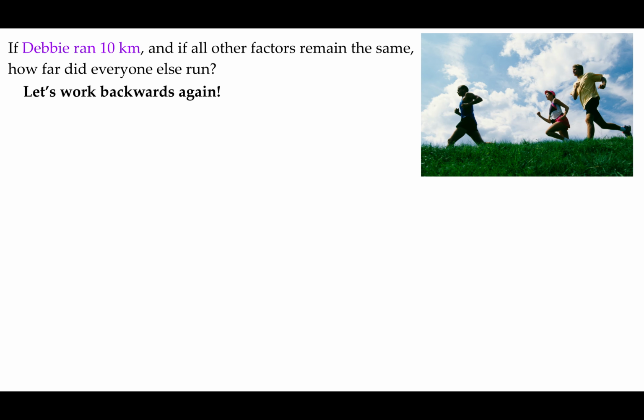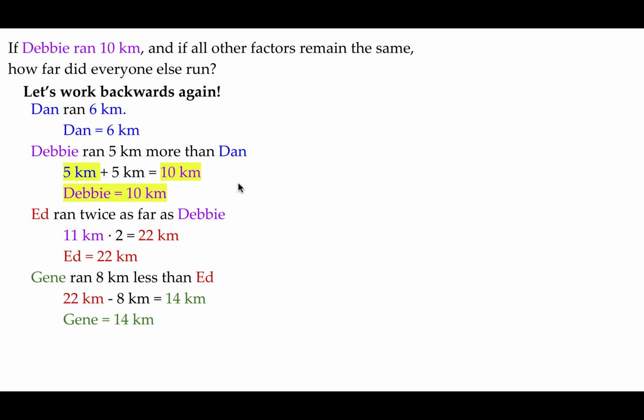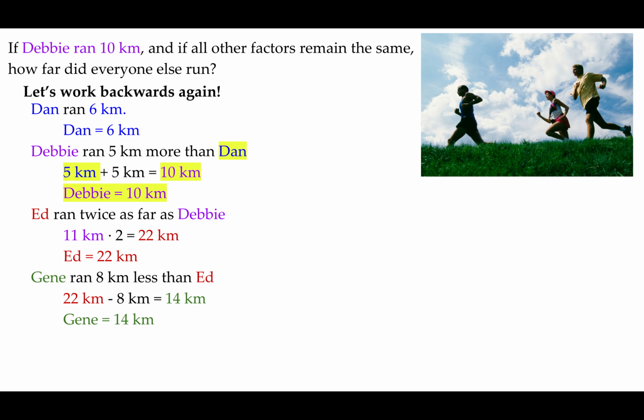Welcome back. So was this a little bit easier? Hopefully. Let's try working backwards again. So here's all the information we had before, but this time, instead of Debbie being 11, we're going to change it to 10. Okay, now let's go backwards. If this is 10 kilometers, that means Dan would have to be 5 plus what is 10, and 5 plus 5. So Dan is 5 kilometers.